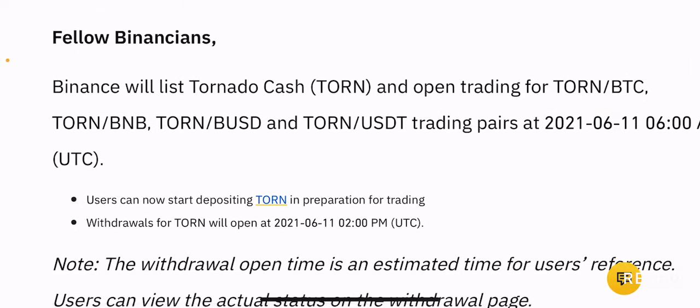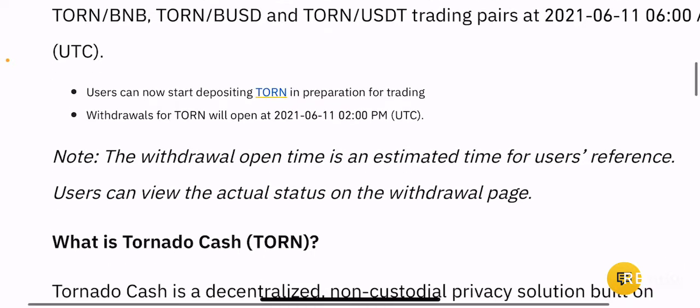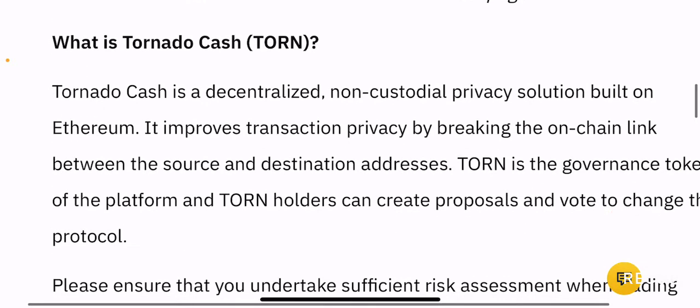Binance will list Tornado Cash or TON and open trading for TON BTC, TON BNB, TON BUSD and TON USDT trading pairs. Users can now start depositing TON in preparation for trading. Withdrawals for TON will open on the 11th of June, which is today, from 2 p.m. UTC, right? So, what is Tornado Cash?